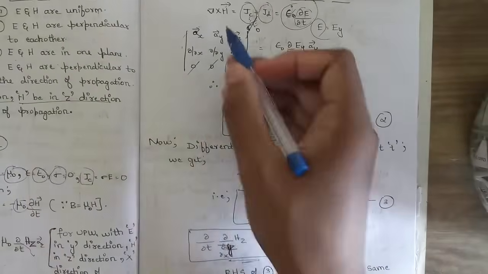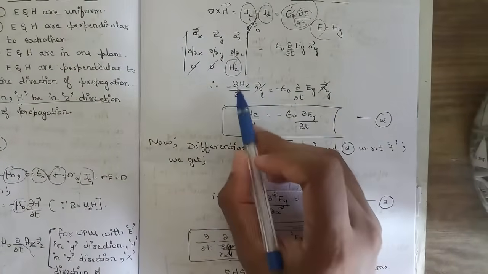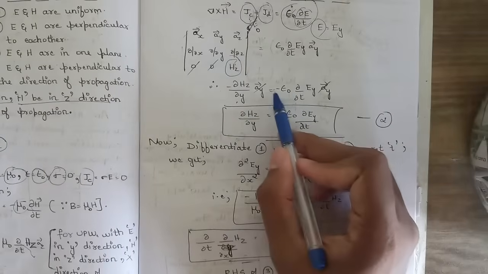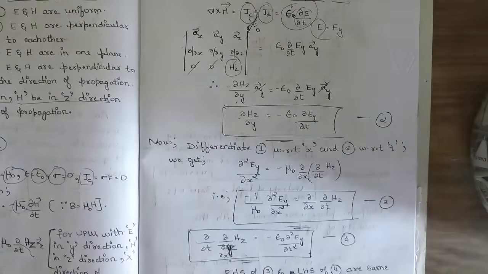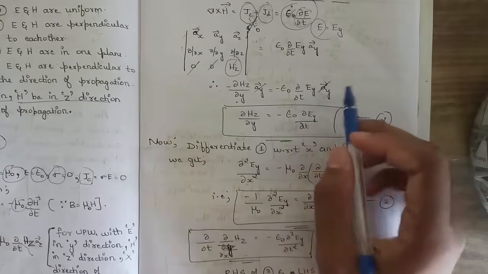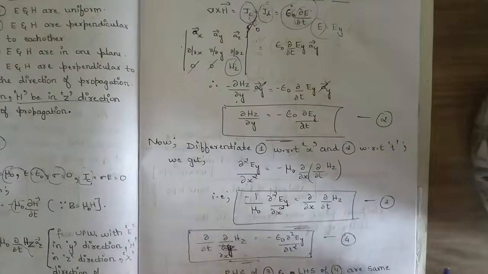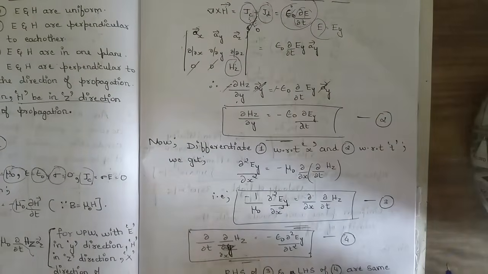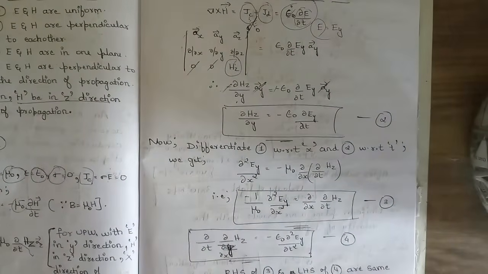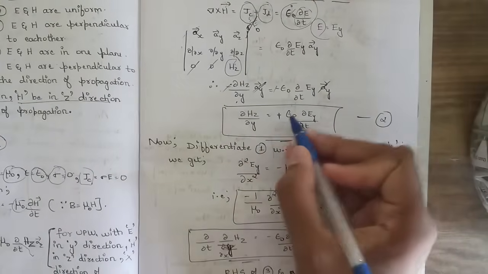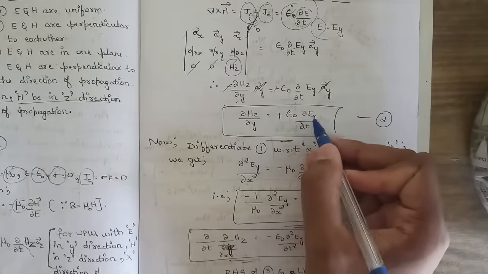So this is the term which you obtain after taking the determinant, that is minus dou by dou y of Hz Ay vector is equal to minus epsilon naught dou by dou t of Ay vector. So this Ay vector and Ay vector get cancelled, and this minus and minus also get cancelled. So here this is plus. So that's why dou Hz by dou y is equal to epsilon naught dou by dou t of Ey.